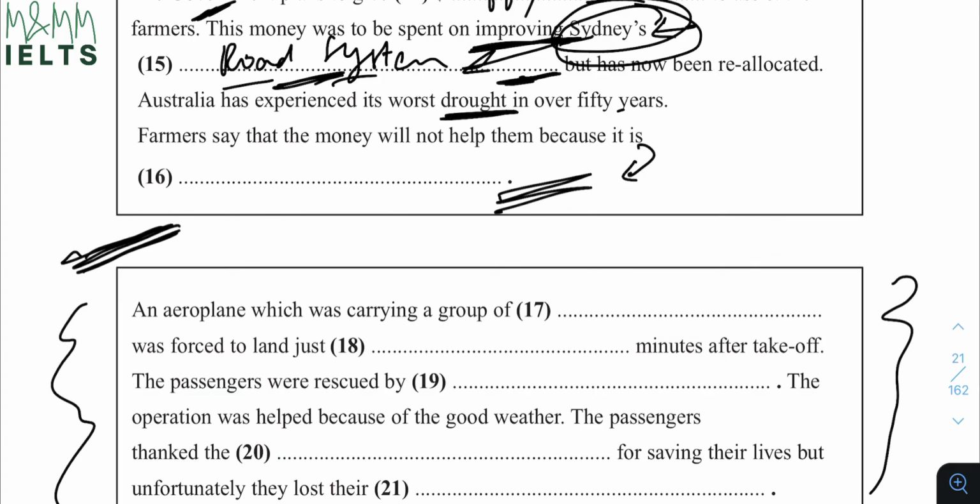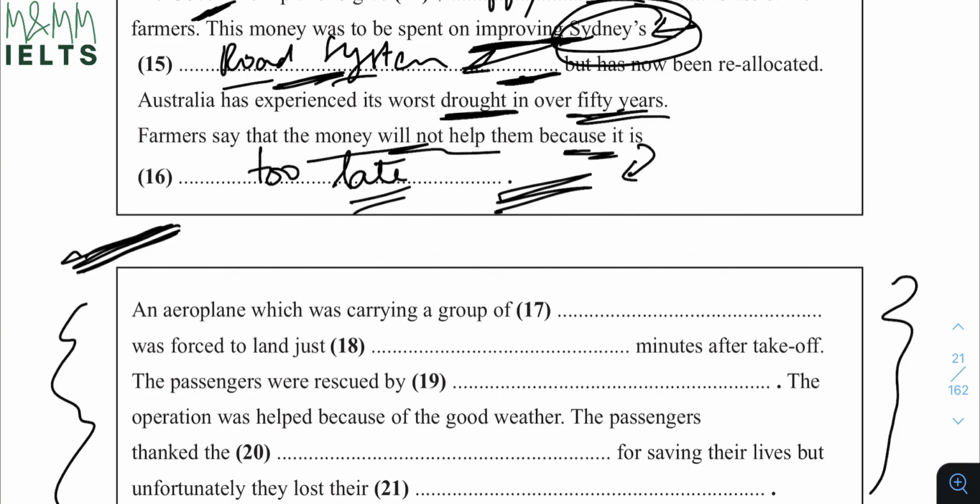A more worthy cause. Farmers are to receive financial assistance to help see them through the worst drought in over 50 years. Many farmers feel that while the money is welcome, it has come too late to save them and their farm.